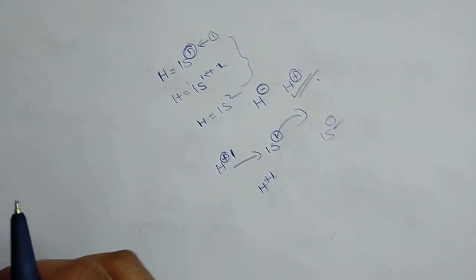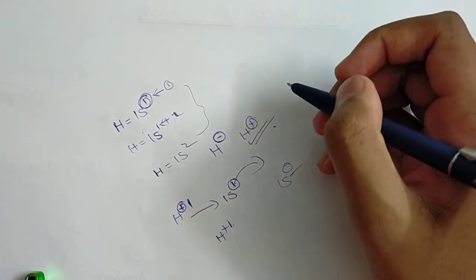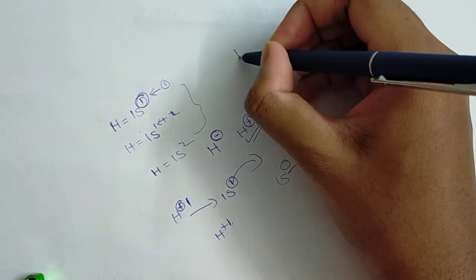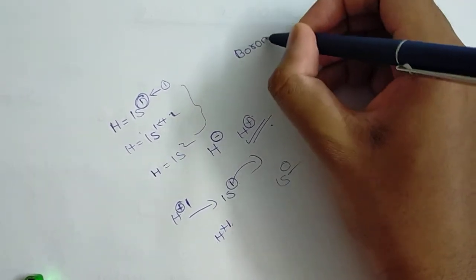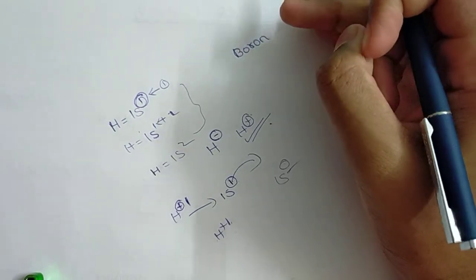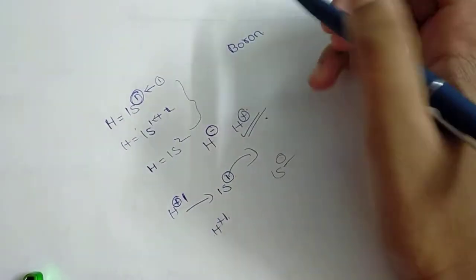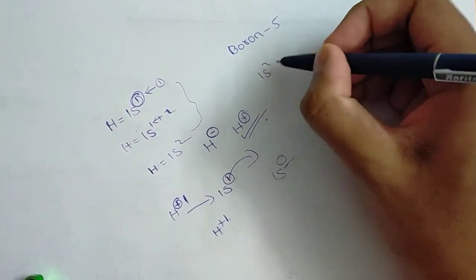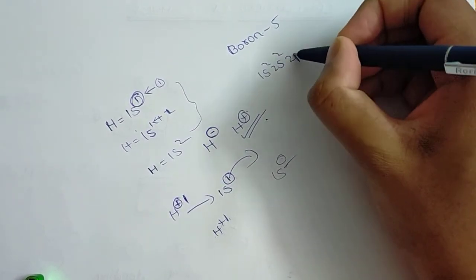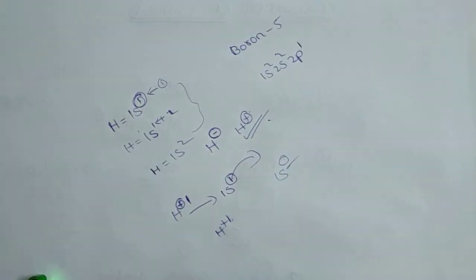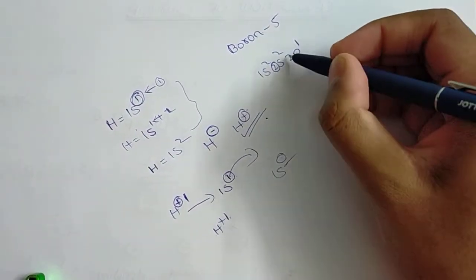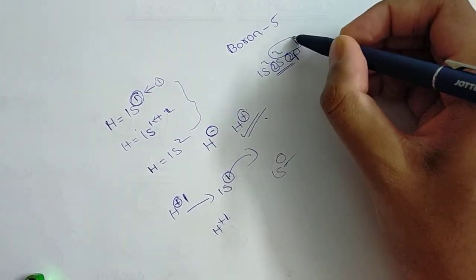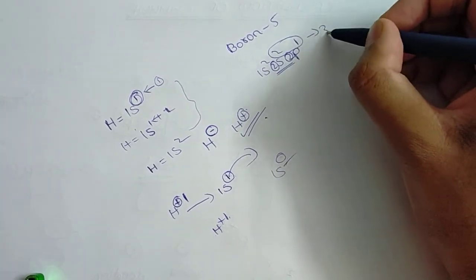Now I'll take another atom. We'll consider boron. Electronic configuration of boron: hydrogen, helium, lithium, beryllium, boron, 5. I'll write the electronic configuration of boron: 1s2, 2s2, 2p1. So find out the last shell. This is the last shell. The total number of electrons present in the last shell is 3 electrons.